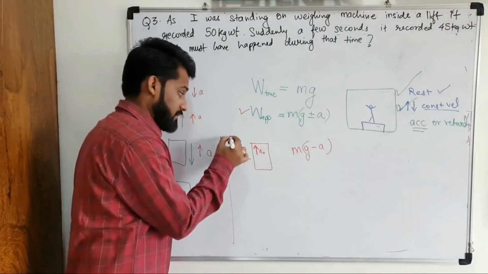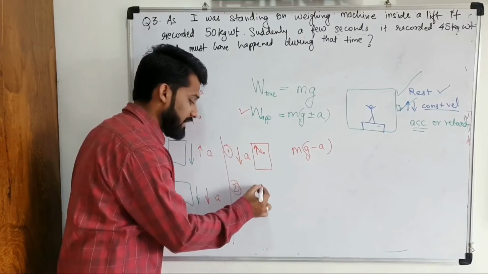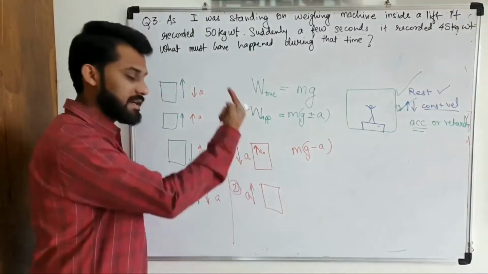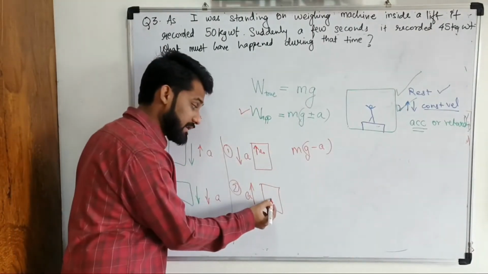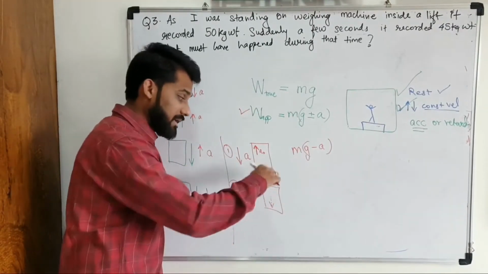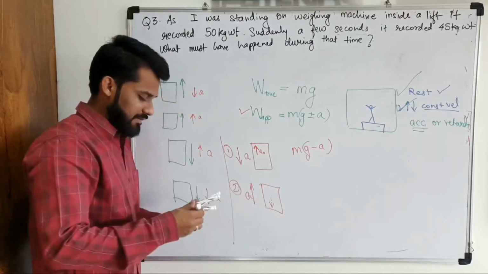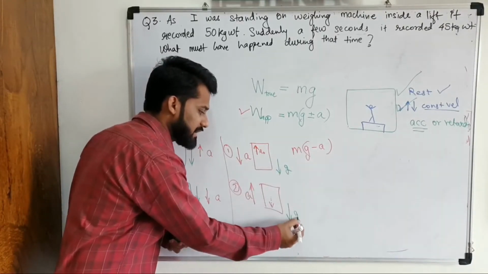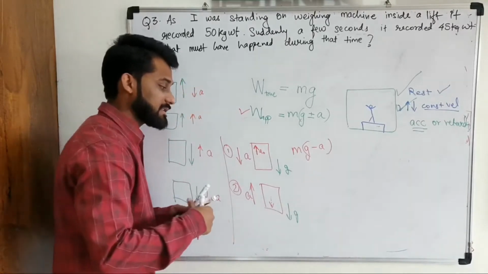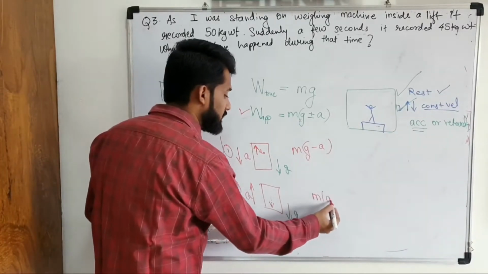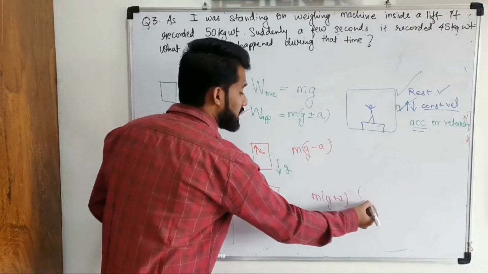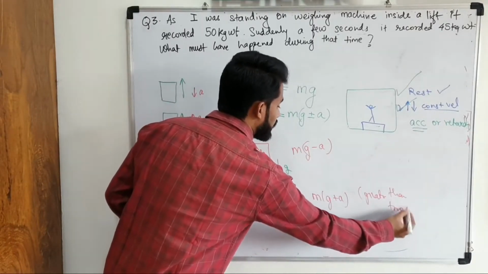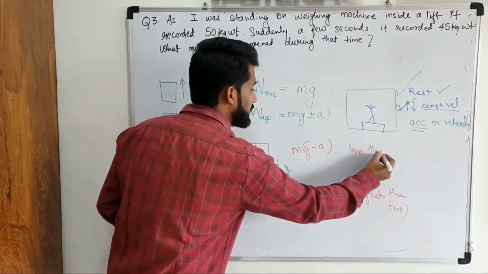So that is the first case. And second case, when the lift is accelerated upwards, the pseudo acceleration will be downward, helping gravitational acceleration. Gravitational acceleration is always downward. So in that case, the apparent weight will be mg plus a. Means it will be greater than the true weight in this case, and less than the true weight in the earlier case.